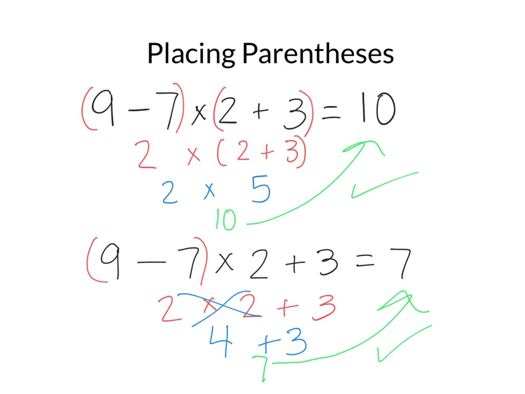So this is what you should have had. In the first one, we have two groups of parentheses going around 9 minus 7, and another group going around 2 plus 3. In the second one, we just have one set of parentheses, and it goes around 9 minus 7. So if you got either of these wrong, compare your work with mine. I wrote down every single step, like you should have as well, so you can see where exactly you might have gotten off and fix your mistakes.